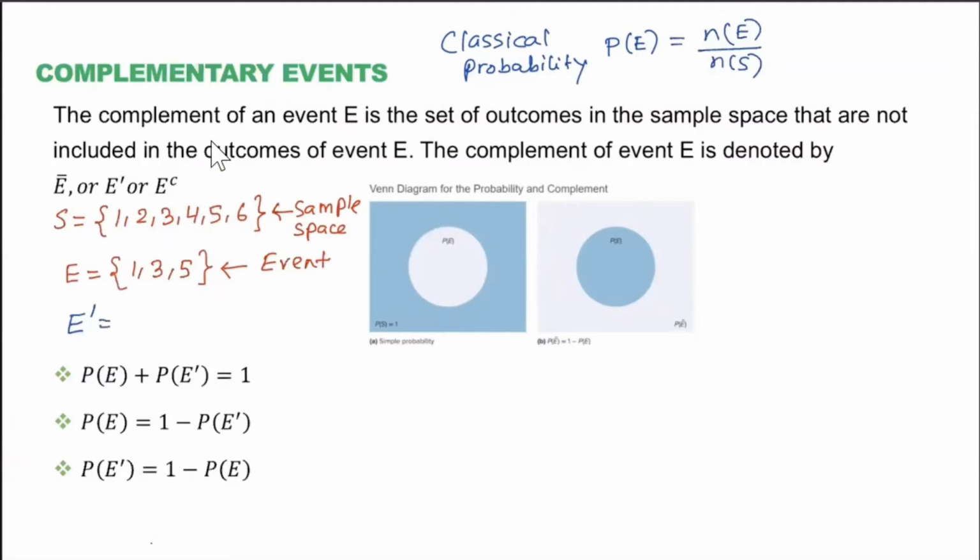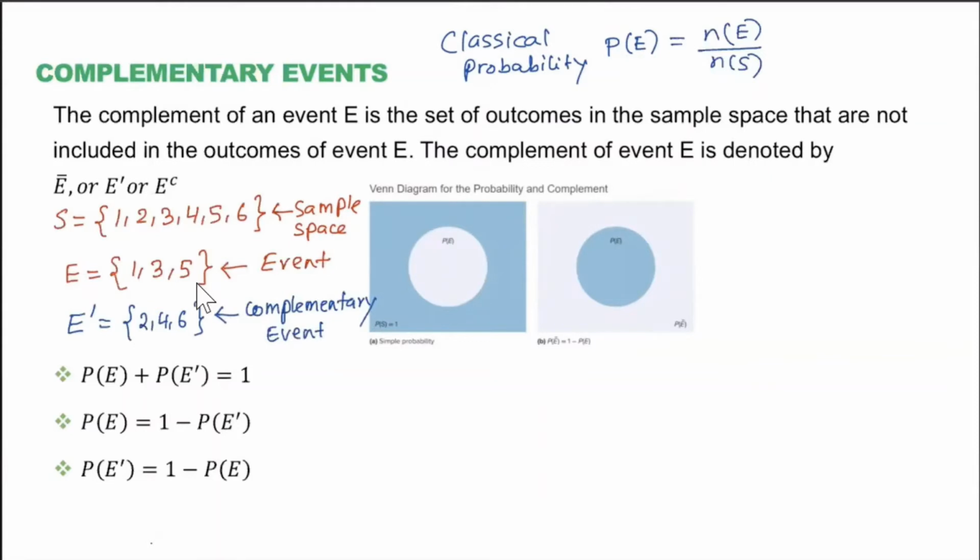The definition is: the complement of event E is the set of outcomes in the sample space, these are the outcomes which are in the sample space but not in the event. So what numbers are there in the sample space but not in E? Look at this and tell me. What numbers are there in S but not in E? 2, 4, and 6. Very good. So this is the complementary event.